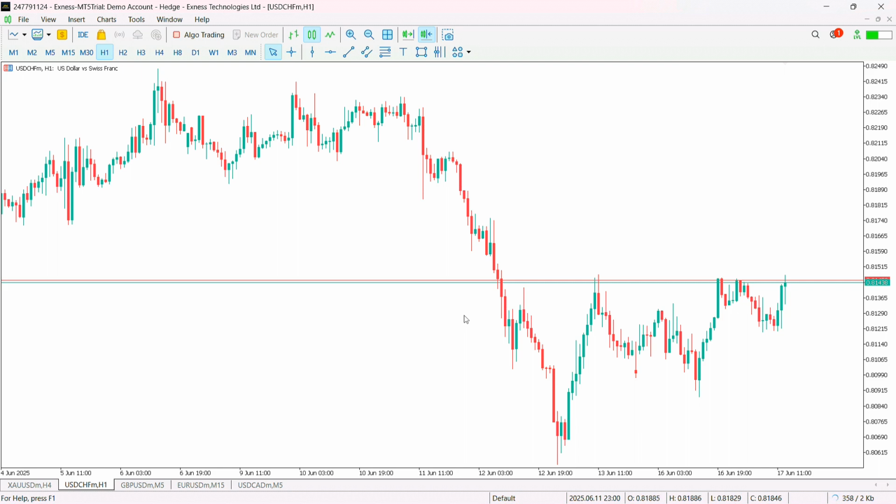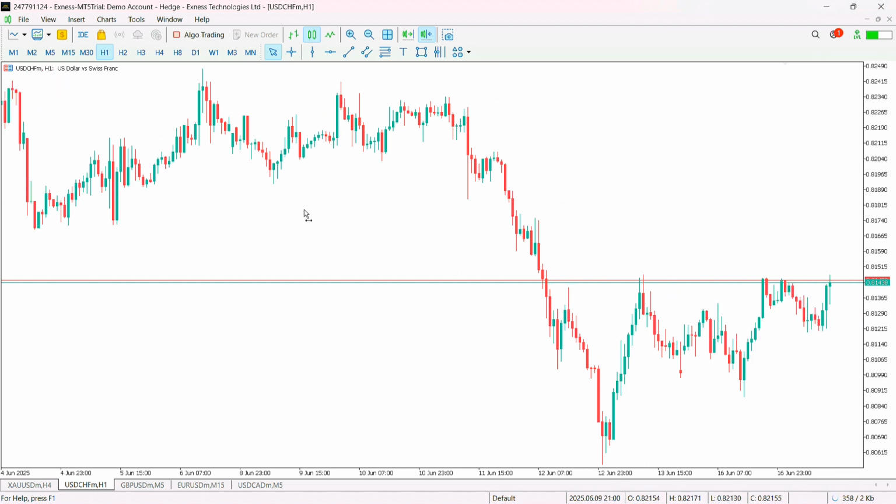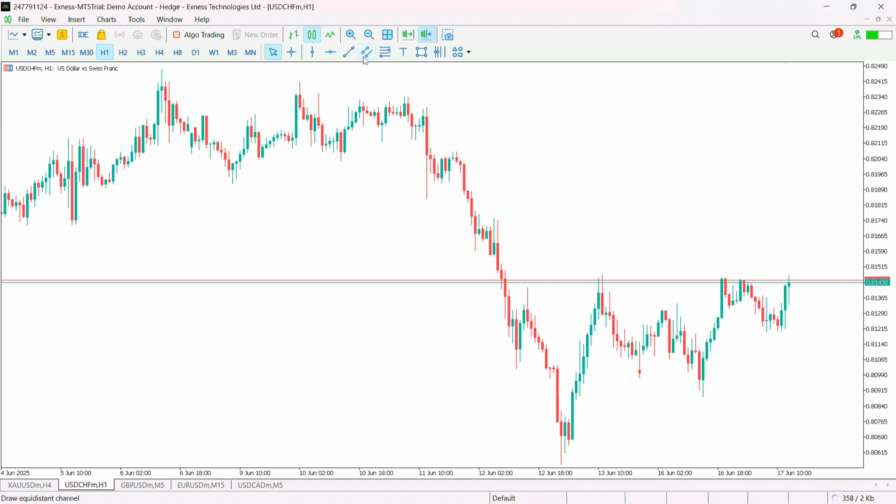So, today we'll be looking at fair value gaps, how to pick high probability fair value gaps in the market. And currently, the pair we'll be using for this scenario is the USD CHF. So, just a quick analysis here on the 1 hour time frame.